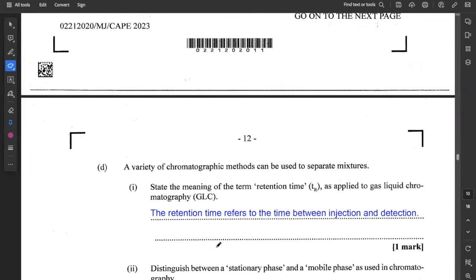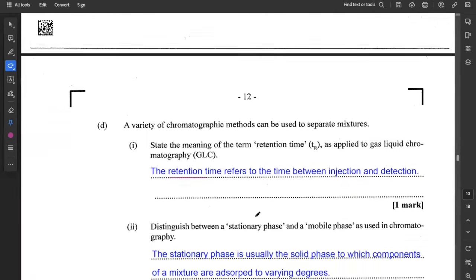Part D says a variety of chromatographic methods can be used to separate mixtures. State the meaning of the term retention time as applied to gas liquid chromatography or GLC. So what is a retention time? The retention time refers to the time between the injection and the detection. So the time between when we inject the sample into the GLC machine to when we get a detection on that screen is what we call our retention time. So that's for 1 mark, we're good.